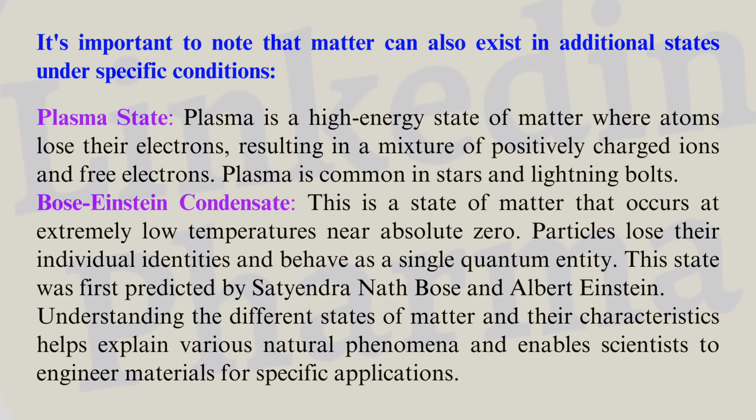4. Plasma state. Plasma is a high-energy state of matter where atoms lose their electrons, resulting in a mixture of positively charged ions and free electrons. Plasma is common in stars and lightning bolts.